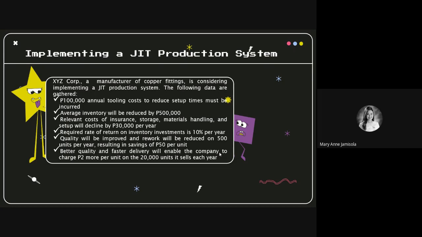And let's compare this to the costs of implementing the JIT. So the cost of implementing JIT is this 100,000, right? Annual cost. Tooling cost to reduce setup times. So that's 100,000. So again, total benefits if we are to implement a JIT production system is 145,000, while the cost of implementing the JIT production system is only 100,000. So since the total annual benefits and cost savings exceed the annual JIT implementation costs by 45,000, the company should implement a JIT production system.